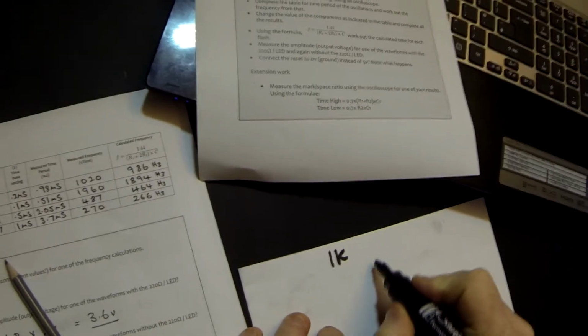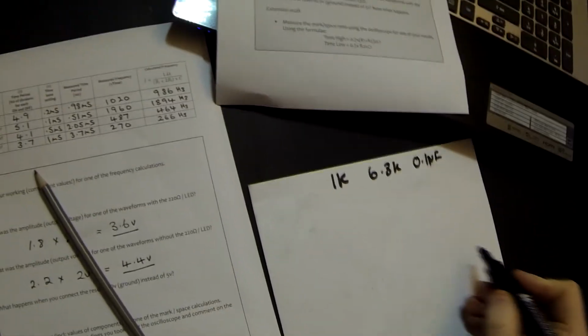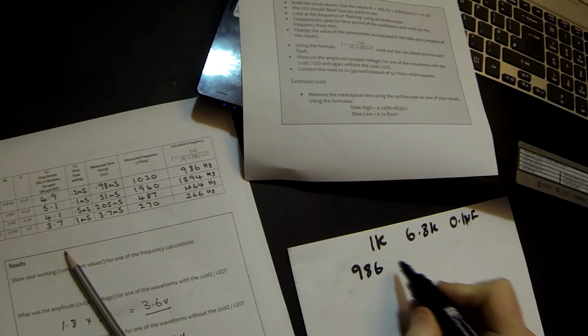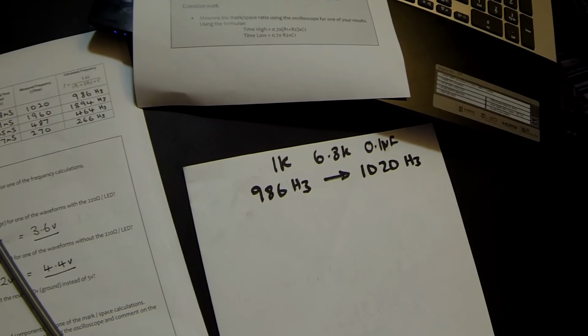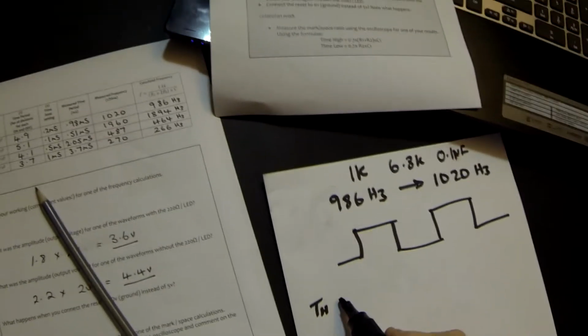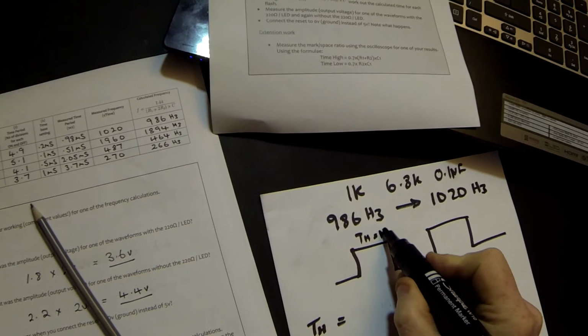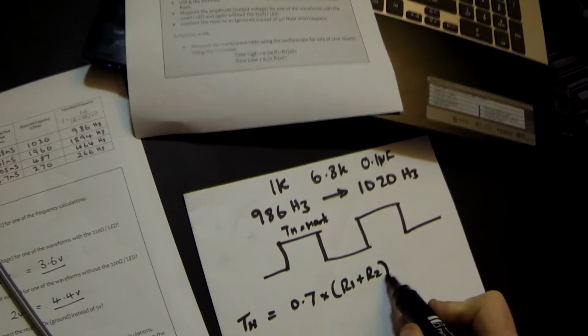But there is a formula, as I've given on the sheet, that allows us to work out the mark space ratios should we want. So in this experiment we were using R1 as 1K, R2 as 6.8K, and C is 0.1 microfarads. So in our first experiment we worked it out to be 986 Hertz from our calculated, but we measured it to be 1020 Hertz on our oscilloscope. So we're now going to look at a mark space ratio for that waveform, and we are given the formula that the time high, i.e. the mark value, TH equals 0.7 times R1 plus R2 multiplied by C1.